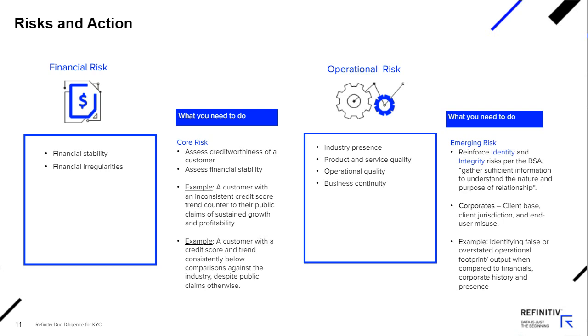So operational risk pertains to their industry presence, who they are versus who they say they are, what their operational footprint is, their customer and client base, and the jurisdictions they operate in. It also pertains to the quality of their business, products and services, as well as business continuity. It's just to get an idea of how this company is functioning, if it aligns with the documentation they're providing and the image they're portraying, and if it also aligns with your financial risk, your integrity risk, and your identity risks.